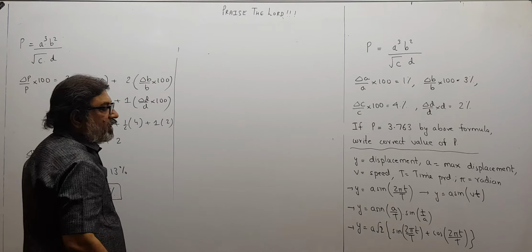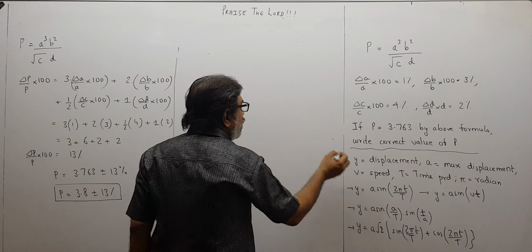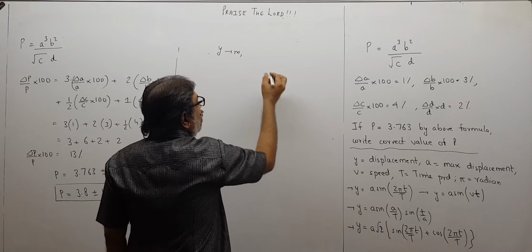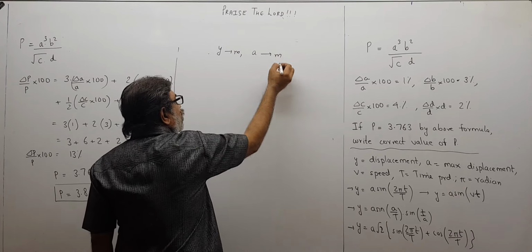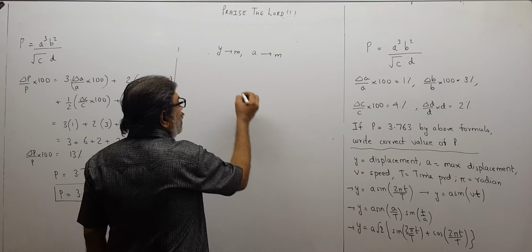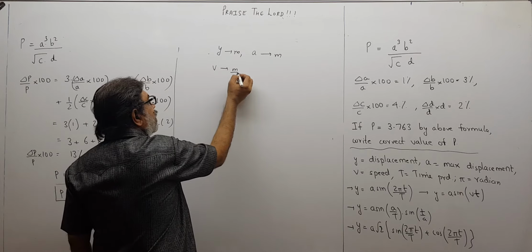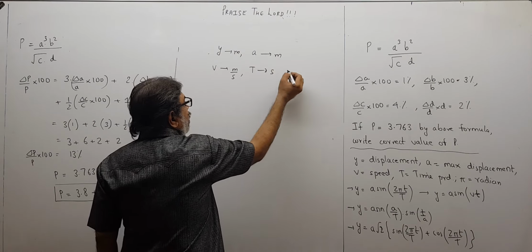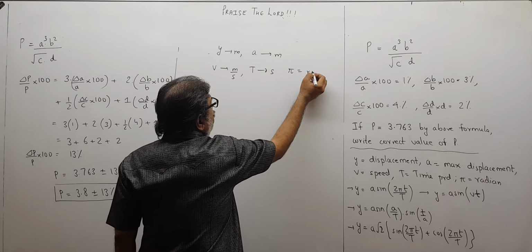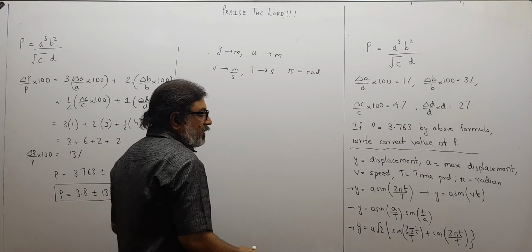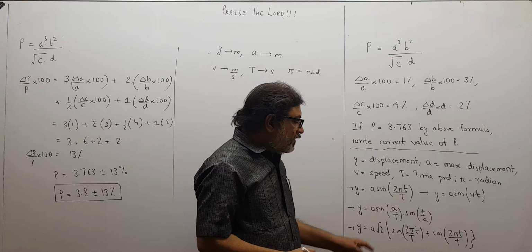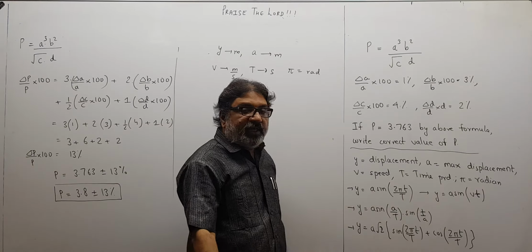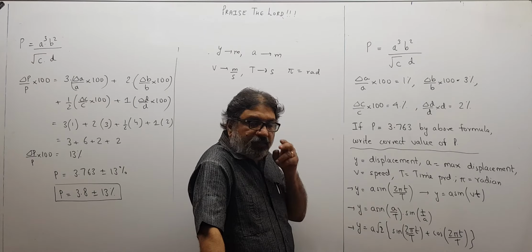Okay, then. See children, I am told that Y is displacement. That means unit of Y will be meter. A is maximum displacement, therefore A also has got unit meter. V is speed, that means V has got unit meter per second. T is time period, means T has unit second, and it is told to me that pi is radian, it is angle. There are 4 formulae given to us connecting Y, A, T and all that. He says which formula can be correct or which can be wrong.